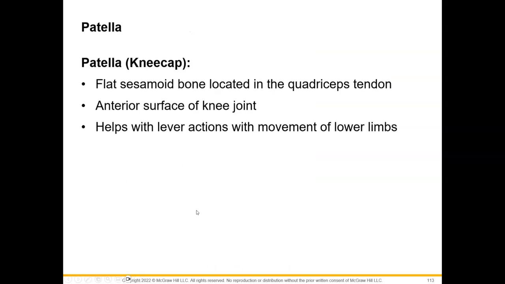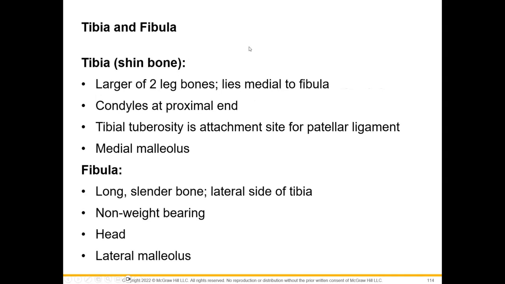Okay, the patella is a flat sesamoid bone that's located in the quadriceps tendon. It's at the anterior surface of the joint, and it helps with lever actions with movement of the lower limbs that we'll talk about later on when we talk about articulations or joints.